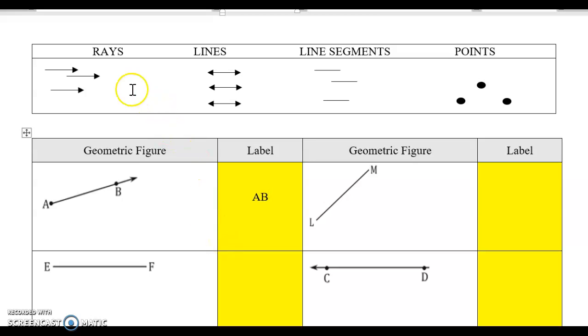Now I also need a symbol above it. So this is where this symbol box comes into play. You're going to simply click and drag it over your letters.